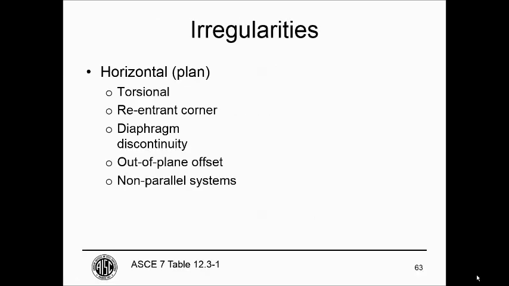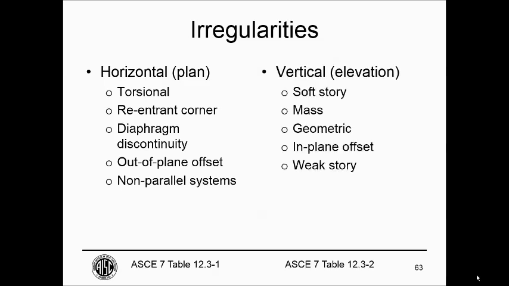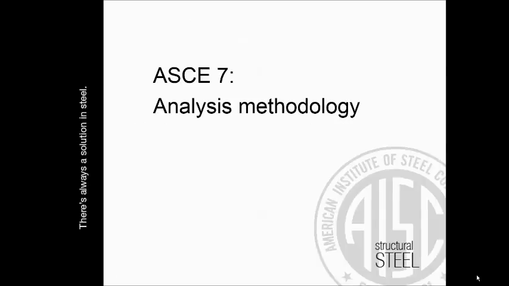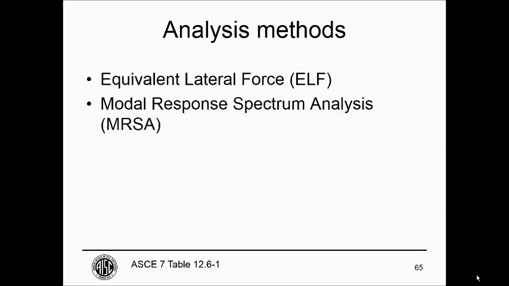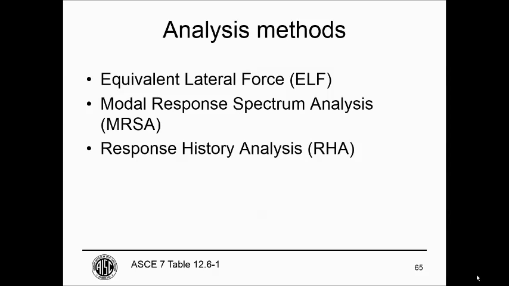Irregularities, there are horizontal irregularities and vertical irregularities. Because this session is jam-packed, we're going to delay discussion of irregularities until the next session, session 5, and hopefully it's clearer when we actually do the irregularity checks on a building design. All right, there are different methods of analysis that are covered in ASCE 7: modal response spectrum analysis, equivalent lateral force, and response history analysis.